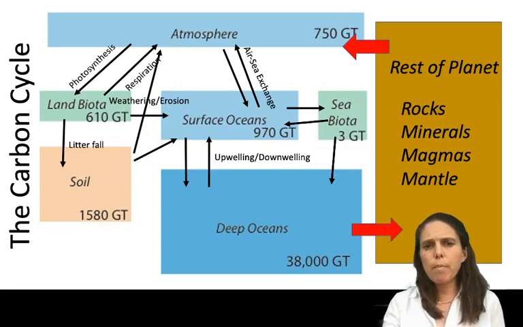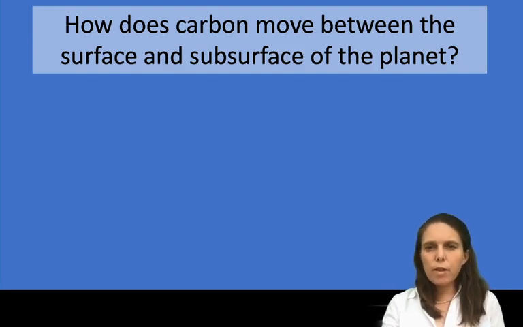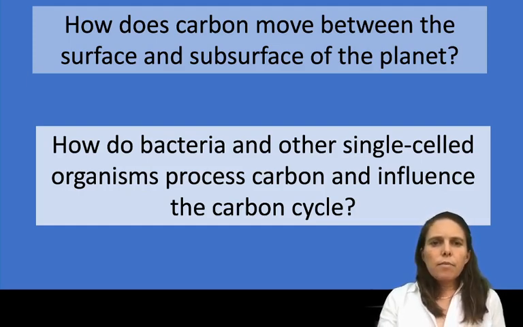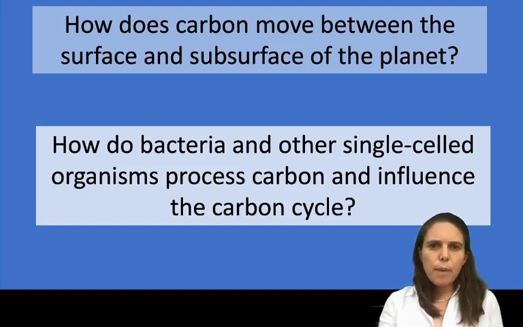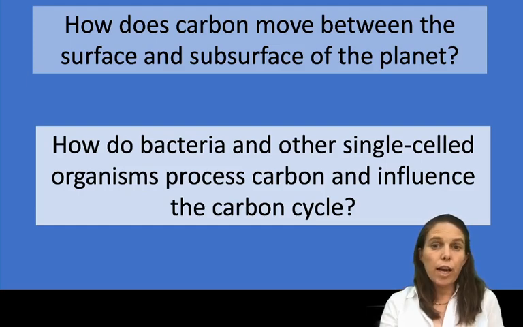And so the research question that my group has been thinking about for the last 15 years or so is, how does carbon move between the surface and subsurface of the planet? And more specifically, the question that we've been thinking about for the last 5 to 7 years is, how do bacteria and other small, single-cell organisms process carbon and move carbon, and what role do they play in the carbon cycle? This is particularly interesting because bacteria, when they process carbon, can produce methane, and sometimes they can produce carbon minerals, such as calcium carbonate or the lime scale that you find on the bottom of your kettle.